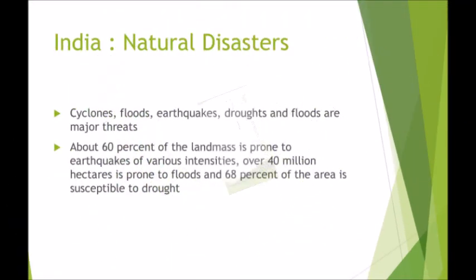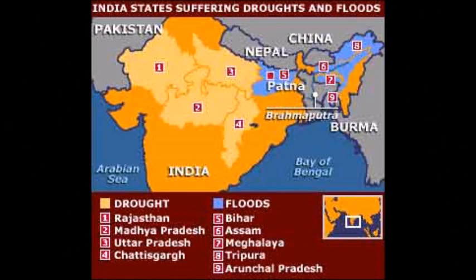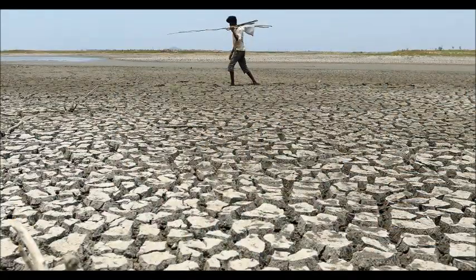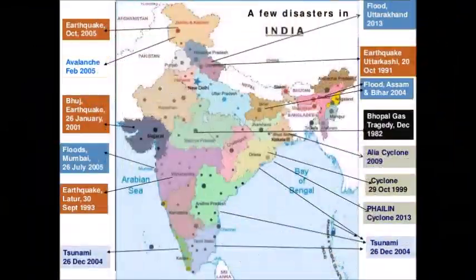What kind of disasters are happening in India? In India, natural disasters like cyclones, floods, earthquakes and droughts are major threats. About 60% of the land mass is prone to earthquakes of various intensities, over 40 million hectares is prone to floods and 68% of the area is susceptible to drought. Major disasters that have happened in India: India is disaster prone.